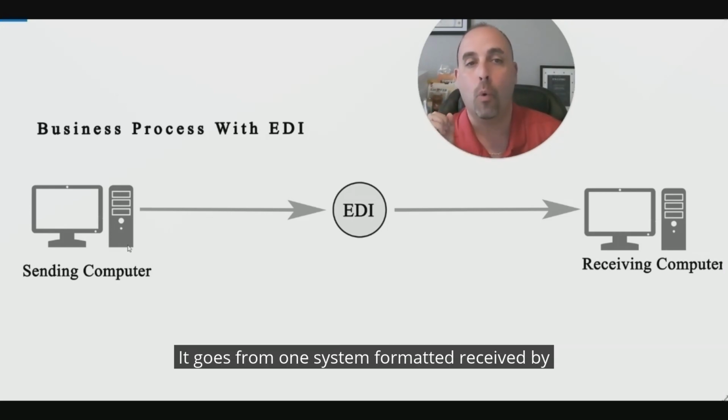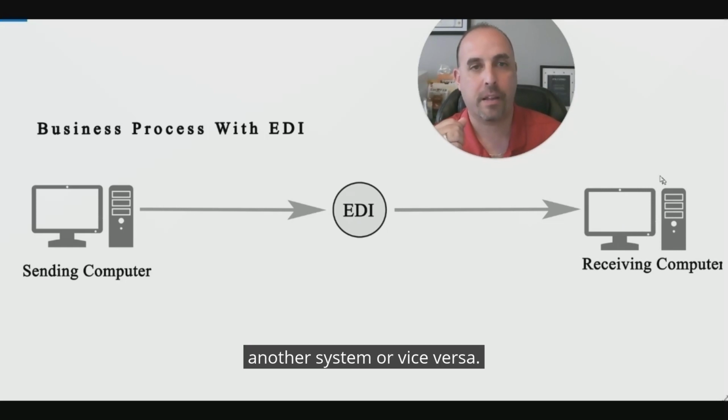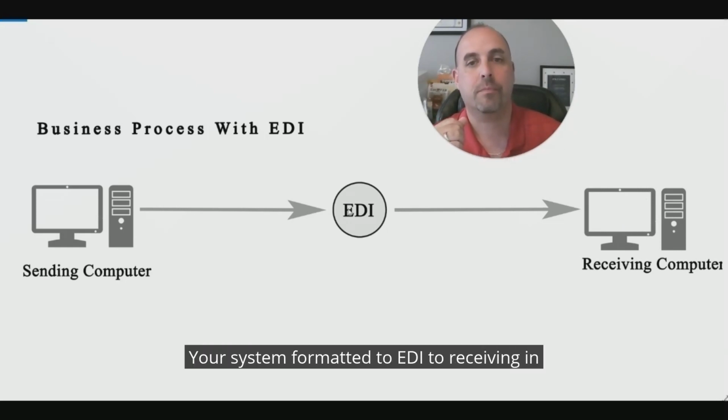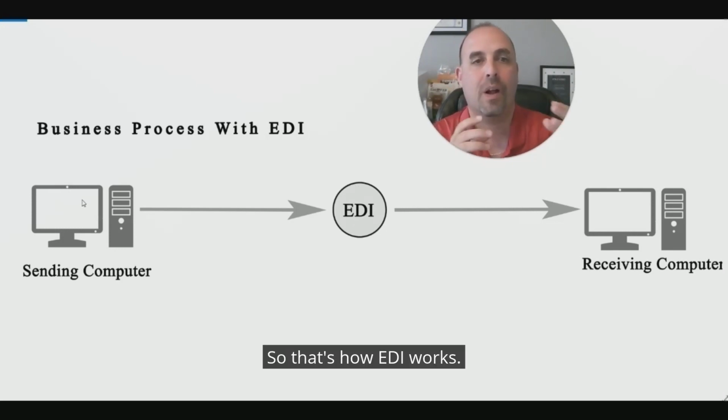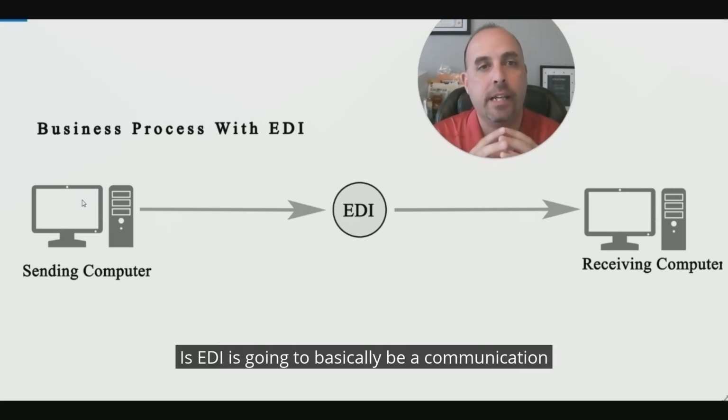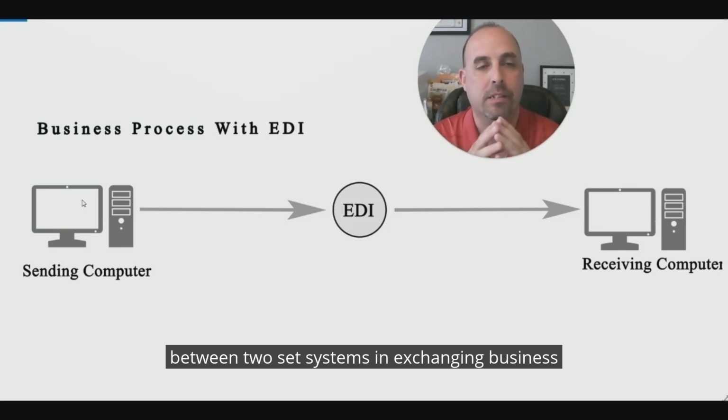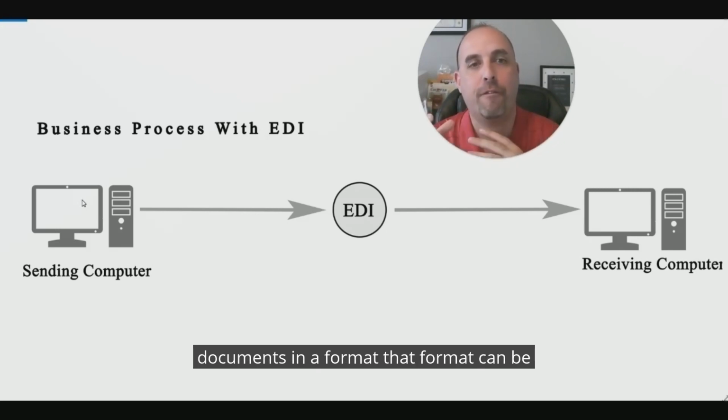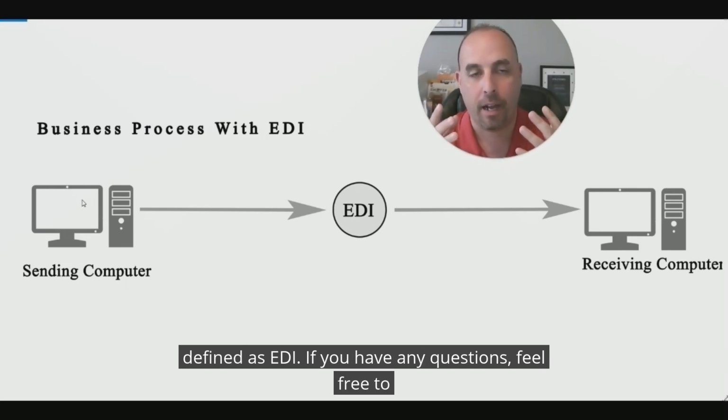It goes from one system, formatted, received by another system, or vice versa. Your system formats to EDI, and it's received in their system. So that's how EDI works. EDI is basically a communication between two systems, exchanging business documents in a format, and that format can be defined as EDI.